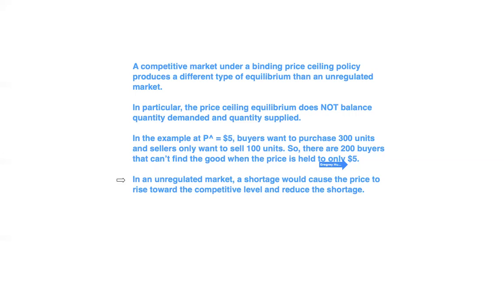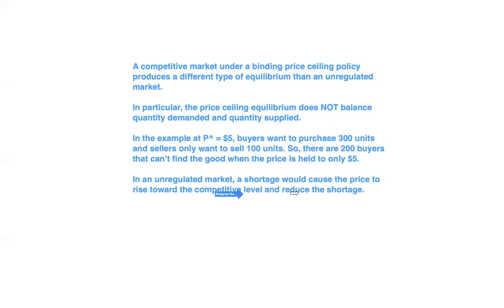So if this market wasn't regulated, so this is a price regulation or a price control policy, but in an unregulated market, the price is just free to float to whatever level comes about as buyers and sellers negotiate and haggle and buy and sell. And in an unregulated market, what would normally happen is the shortage would cause the price to rise toward the competitive equilibrium level of $10.